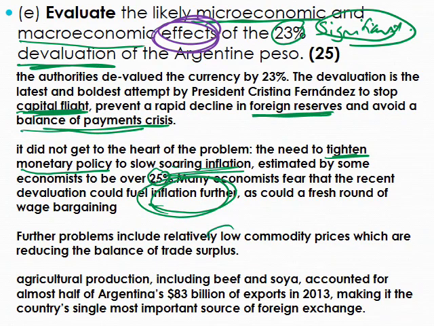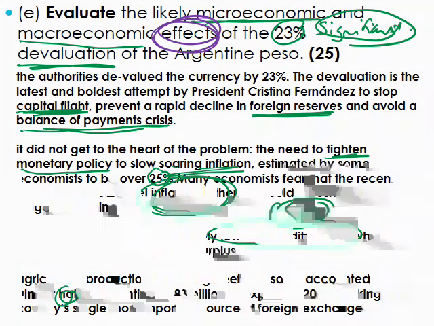So low commodity prices could link into the Prebisch-Singer hypothesis, because you've got something there that links into trade, and especially trade in their main exports. And it goes on to tell you that agricultural production, so commodities, including beef and soya, are almost half of Argentina's exports. So they in themselves are the single most important source of foreign exchange.